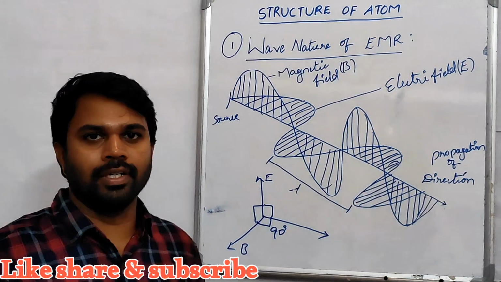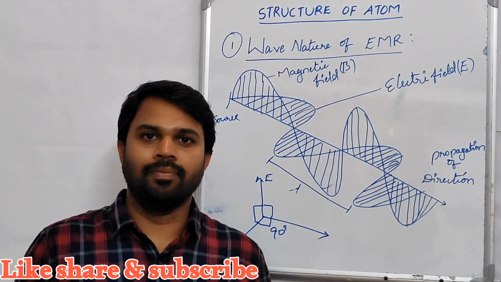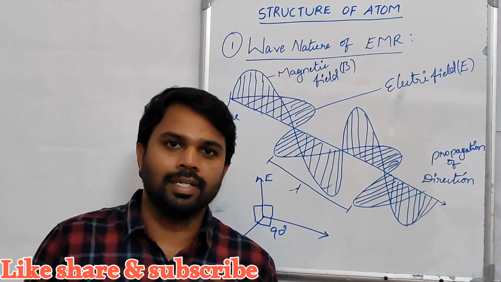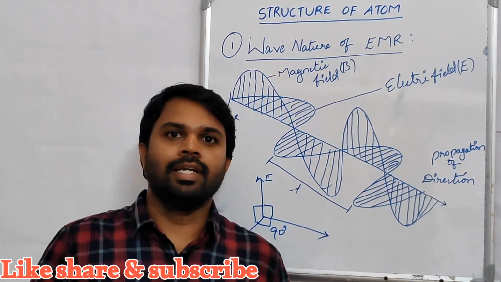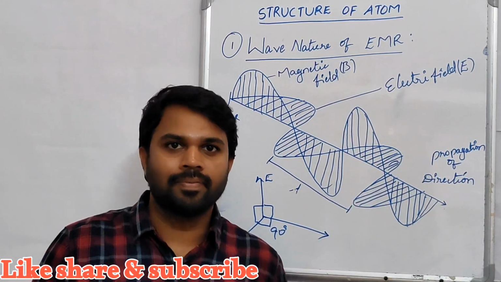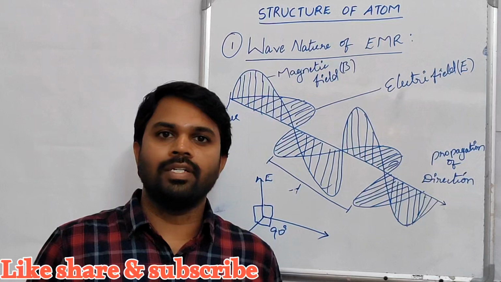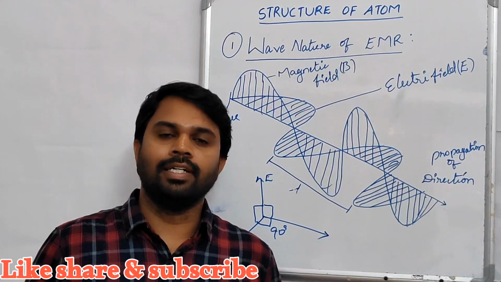Now come to the next property. We know that sound waves and water waves need medium. Without medium, they can't travel. But in case of electromagnetic waves, they do not require any medium. They can travel in vacuum, like sun rays. Now, this wave nature is proved by two phenomena. One is diffraction, and second one is interference.